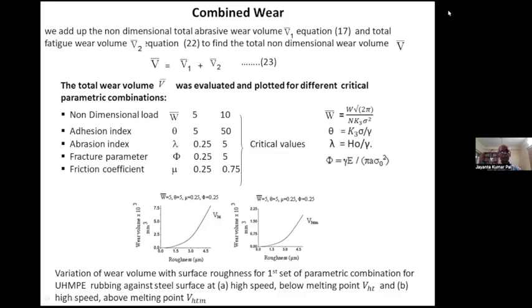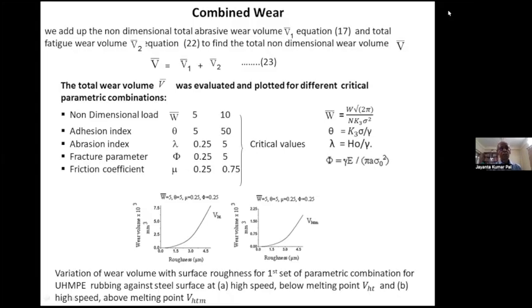Now we'll be plotting this total wear volume for different important parameters like roughness, load, and etc. But before doing this, we must choose some relevant properties. So we have chosen two sets of parameters.